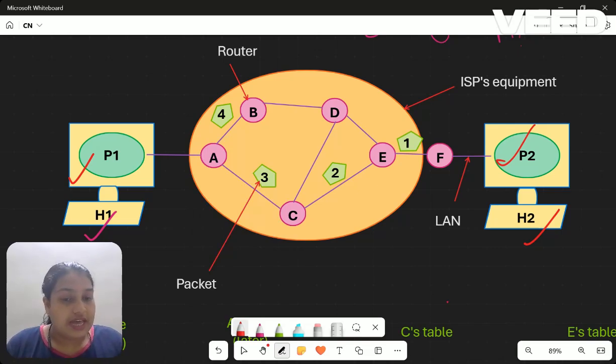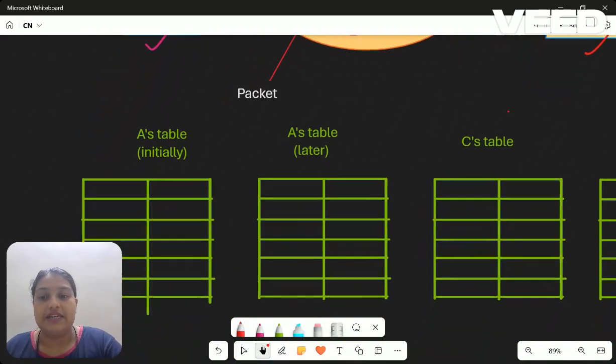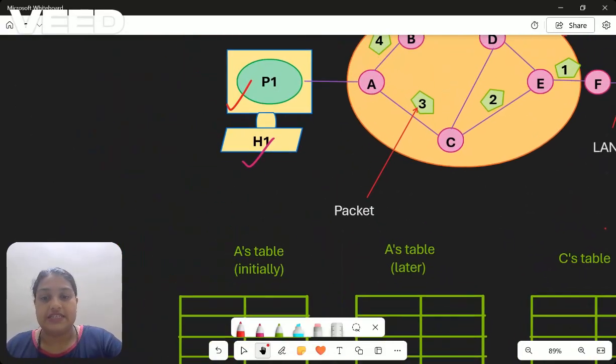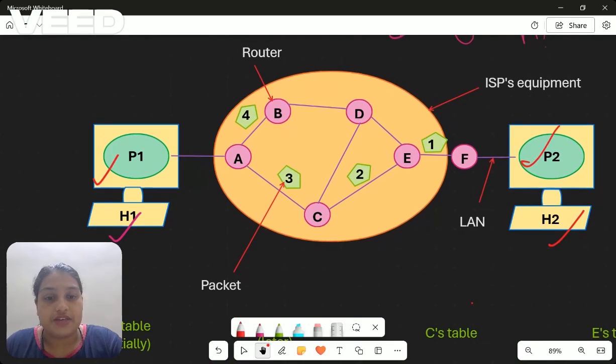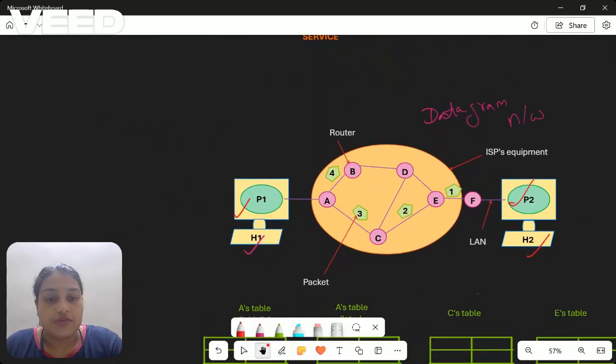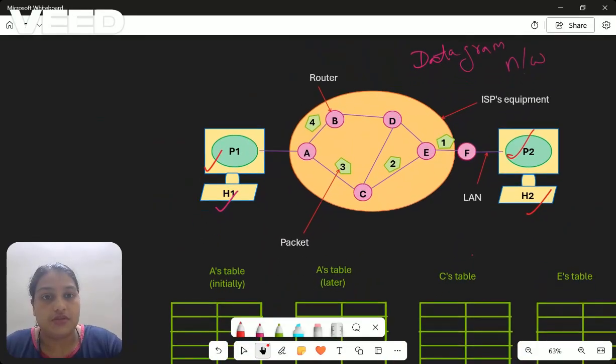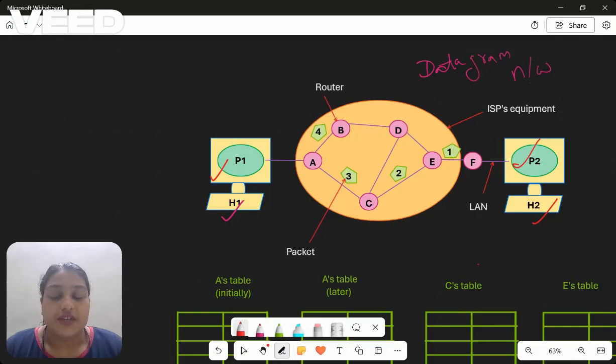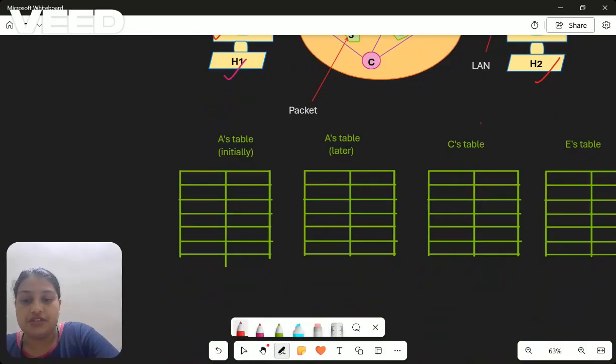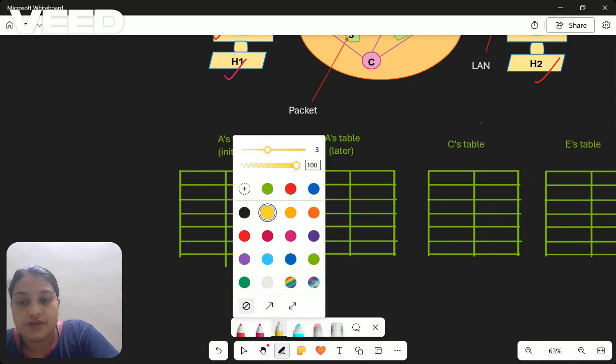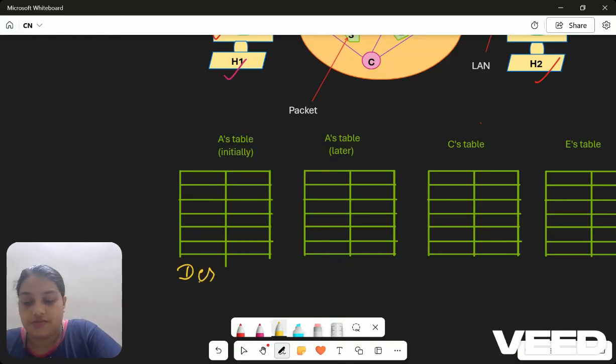Now here I have four tables: A's table initially, A's table later, C's table, and E's table. So we have to check. I hope it is legible. Now look over here. A's table initially. While writing the table, we have to make sure that over here we write the destination.